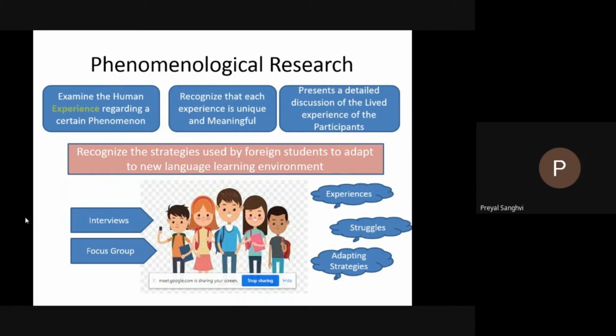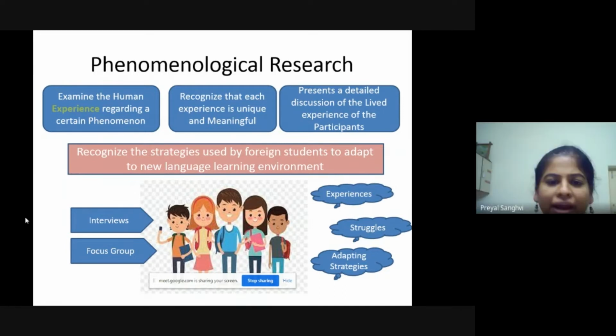So basically, an example of phenomenological research is recognizing the strategies used by foreign students to adapt to a new language learning environment. Here we need to understand the experience of the foreign students about the new learning environment, or about learning the new language. For that we can go for phenomenological research.